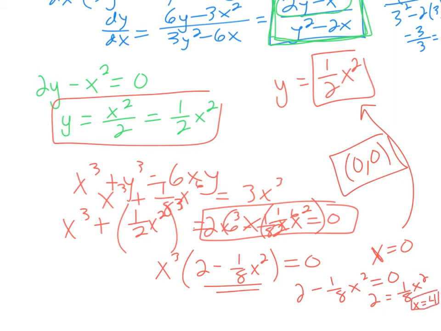And so if x equals 4, if I plug in 4 now here for this equation, because it has to satisfy that as well, if I plug in 4 for x, it looks like I get an answer of 8. And so another answer would be at 4, 8. And those would be the 2 points where they're horizontal.